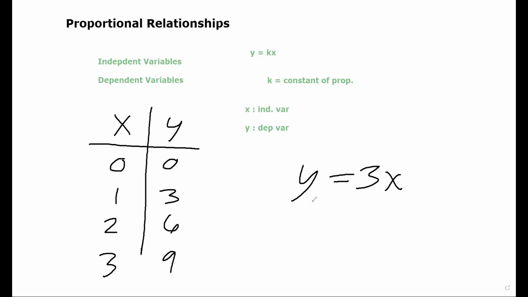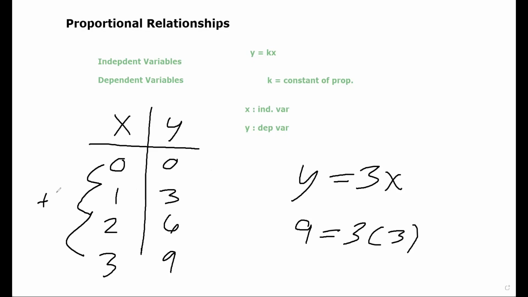So I can't plug in anything I want for y, right? If I plug in a 9 for y, that means x has to be 3. So it's not independent for y. x is independent because I can plug in anything I want. It does not rely on what y is. y relies on what x is. And you can see here with these proportional relationships, this goes up by 1, and this goes up by 3.